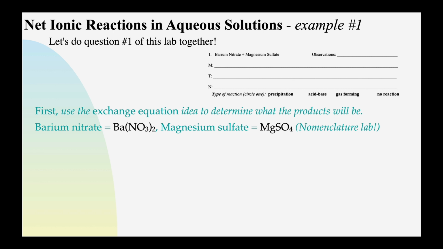Magnesium sulfate, same kind of thing. Magnesium is also a group 2A alkaline earth metal, so it's always going to be +2.